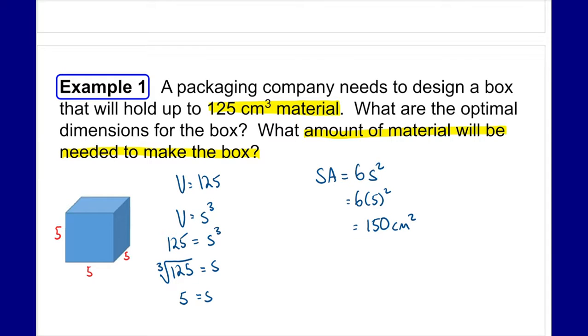So therefore, if I wanted to come up with a box that has a volume of 125, we want to come up with the optimal measurements. In this case, the measurements would be 5 by 5 by 5. Then using that, the amount of materials needed would be 150 centimeters squared.